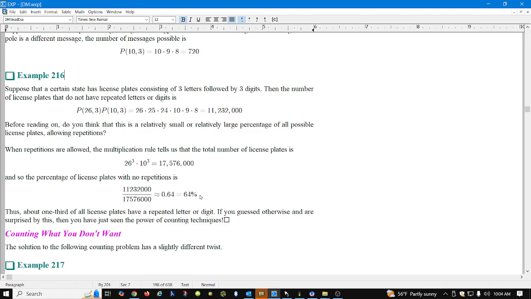So next time you're driving down the freeway, you could glance at license plates. A third of them will have a repetition in either the letters or the digits. So this is another example of the power of counting techniques.